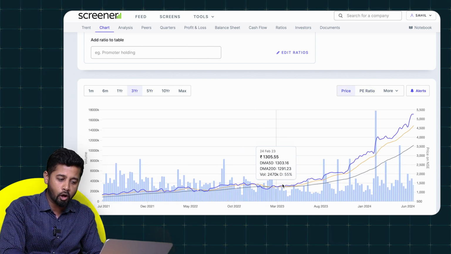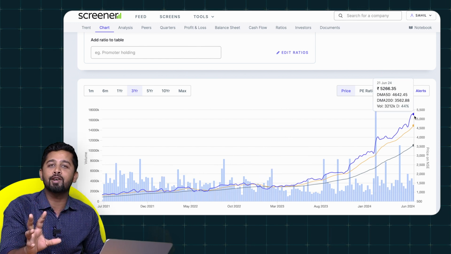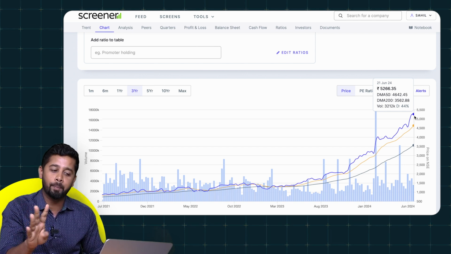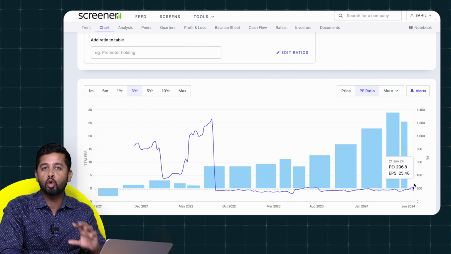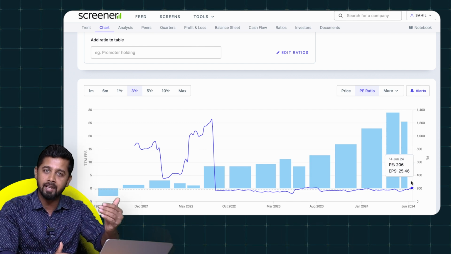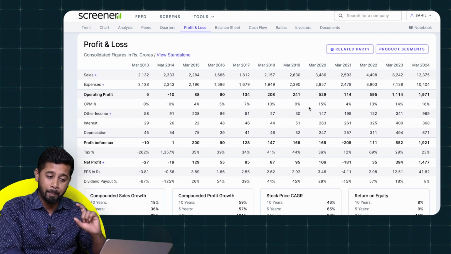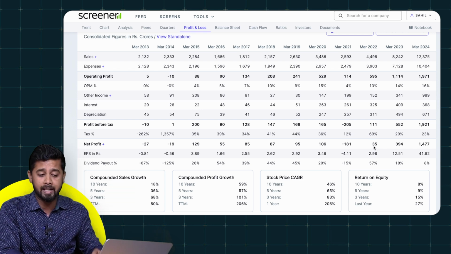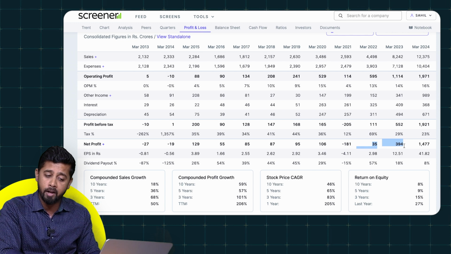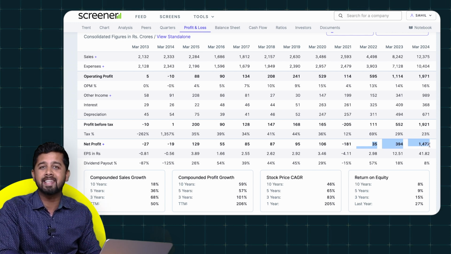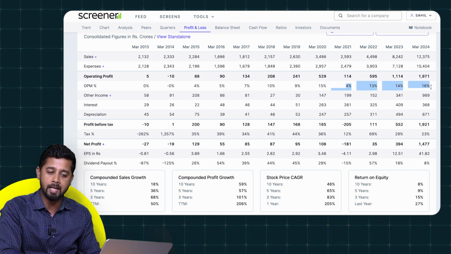Since that March, April month, it was at a level of 1300. From there, today it is at 5,200. So 4 times growth in share price, whereas the PE ratio from 145 has expanded to now 200. So 50% expansion in PE ratio, but the share price has grown 4 times. Because the company's earnings have expanded hugely, from 35 crore to 394 crore, and now all the way to 1477 crore. And the margins have expanded from 4% to 13%, and now it's 16%.